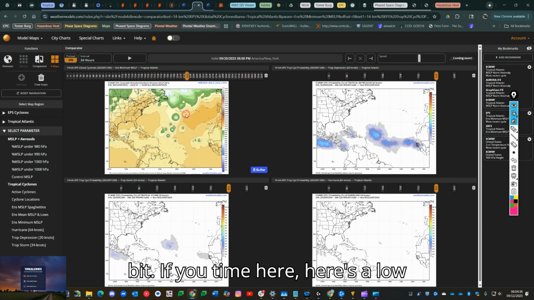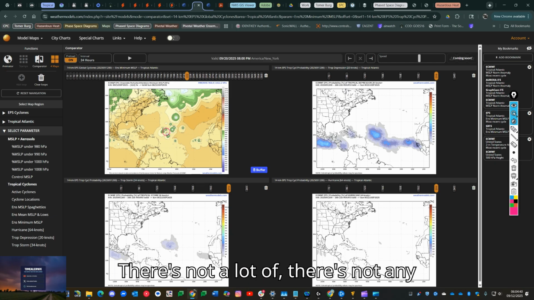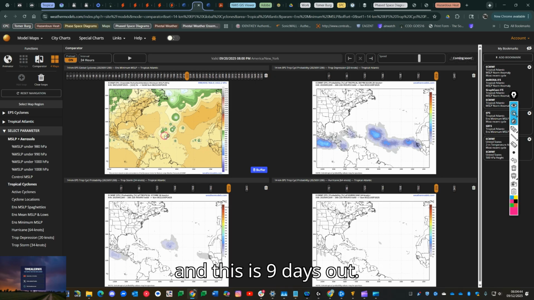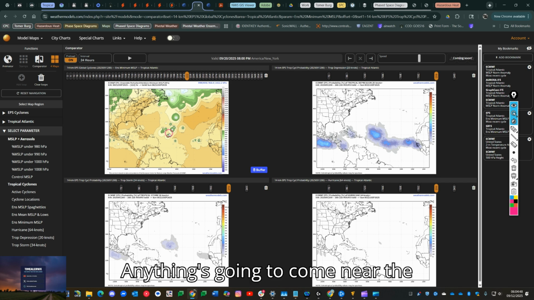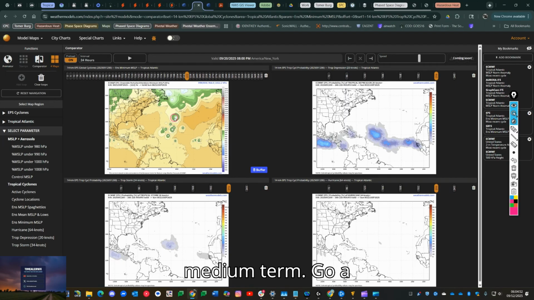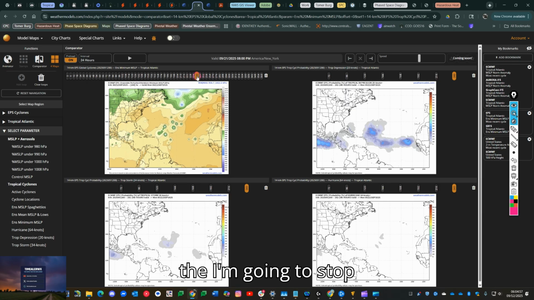Move through time here. Here's the low centers. You see what I'm talking about. There's not any consensus, at least right now, and this is 9 days out, that anything's going to come near the continental US in the short term or medium term. Go a little bit further out. And this is where I'm going to stop it.